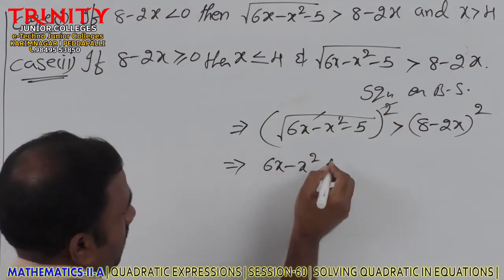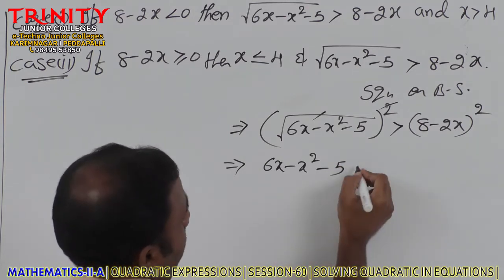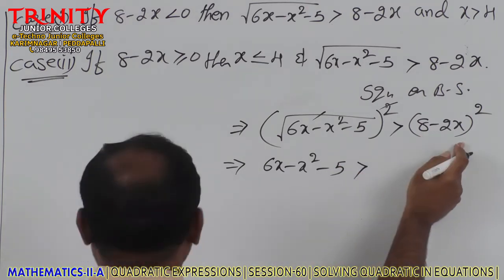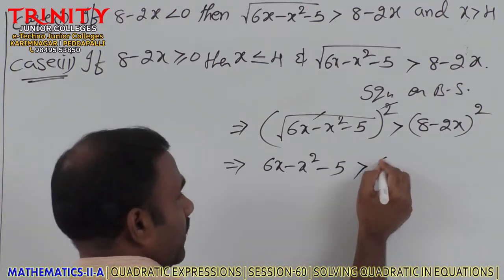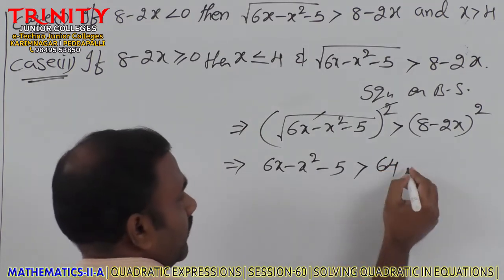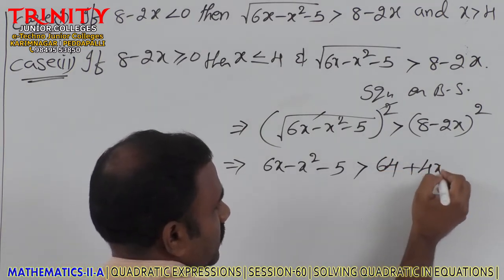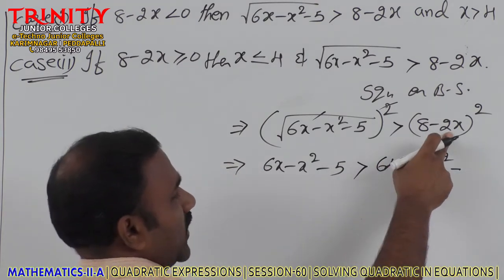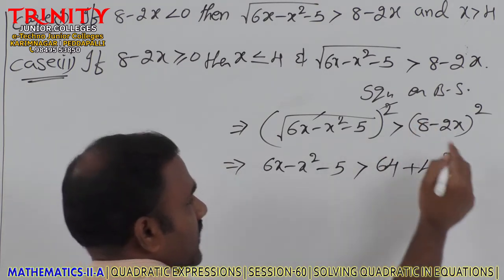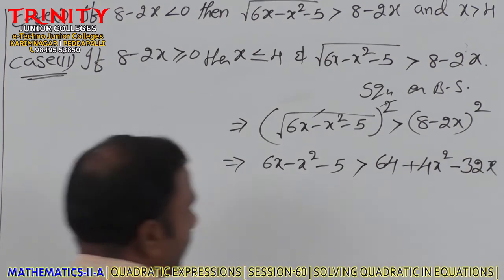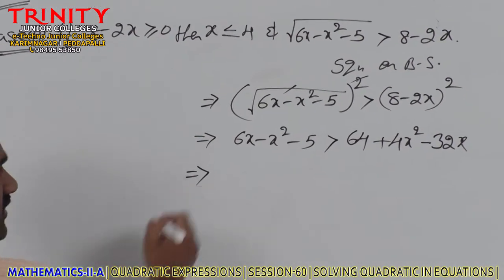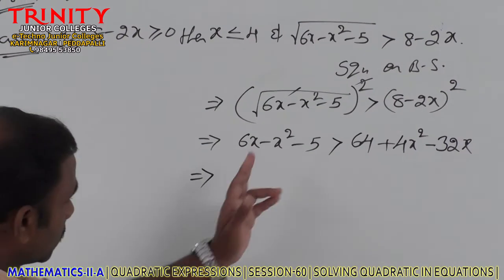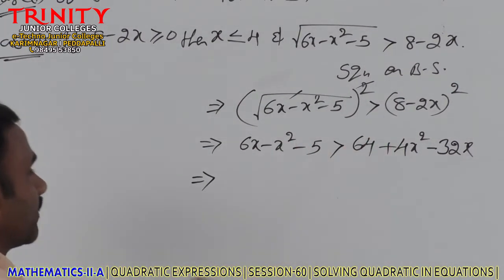6x minus x square minus 5 is greater than... Expand this (a minus b) whole square: a square is 64, plus b square is 4x square, minus 2ab. 2 into 2x into 8: 2 2s are 4, 4 8s are 32x. Now take all the values to one side and make x square positive. That's why we are taking all these values to the right side.